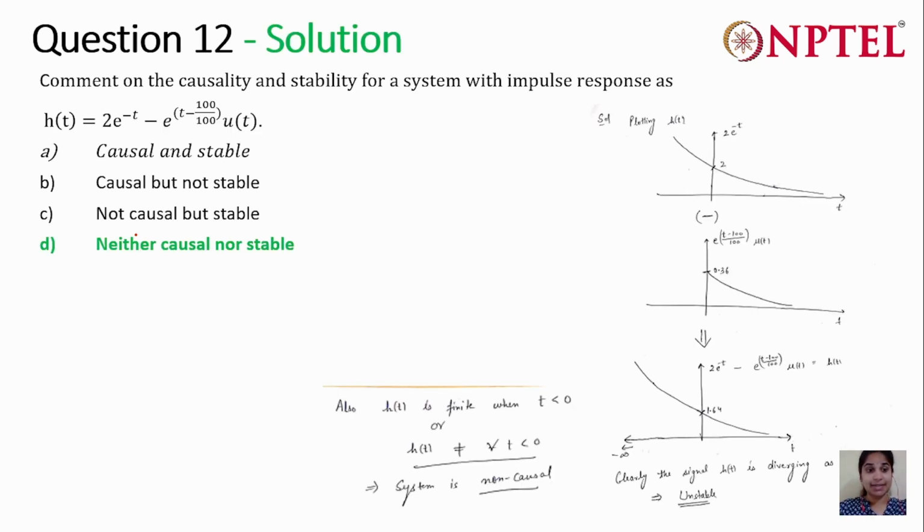Actually, the answer is Option C. It is neither causal, it is not stable as well. So first let us see why it is not causal, okay? If I see the second term, it has u of t. So h of t is not 0 for t less than 0.